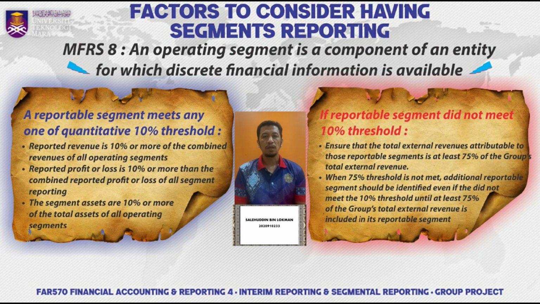If reportable segments did not meet the 10% threshold, ensure that the total external revenue attributable to those reportable segments is at least 75% of the group's total external revenue. When the 75% threshold is not met, additional reportable segments should be identified even if they did not meet the 10% threshold, until at least 75% of the group's total external revenue is included in its reportable segments.